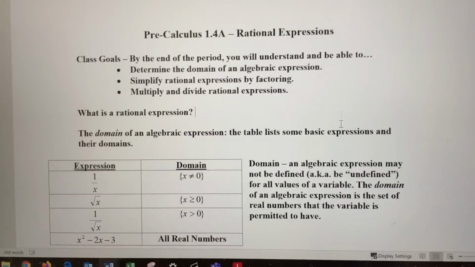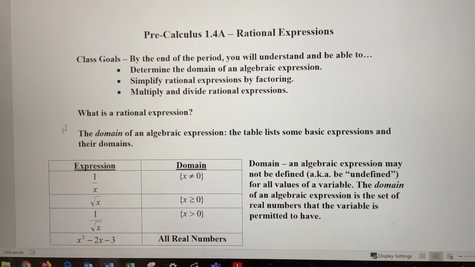All right, in this video we're going to introduce rational expressions, and we're going to determine the domain of these rational expressions, or of algebraic expressions in general, okay? In subsequent videos for this set of notes, we'll simplify rational expressions using factoring techniques we just learned, and we'll also multiply and divide rational expressions along the way, okay?